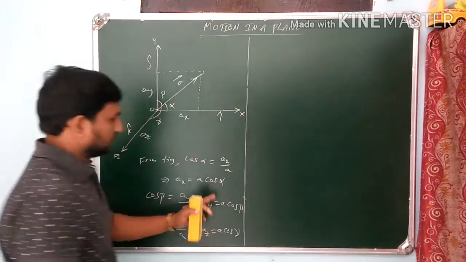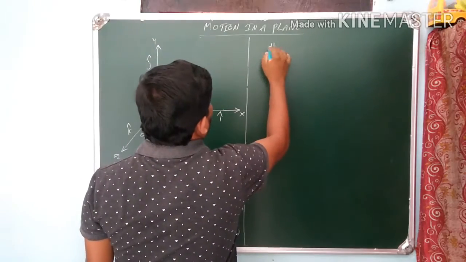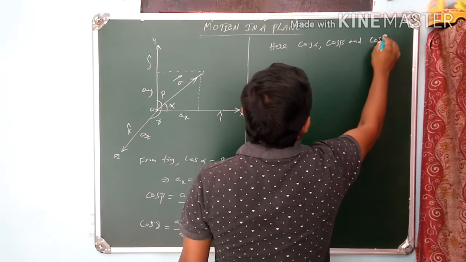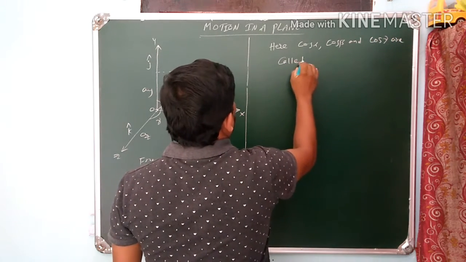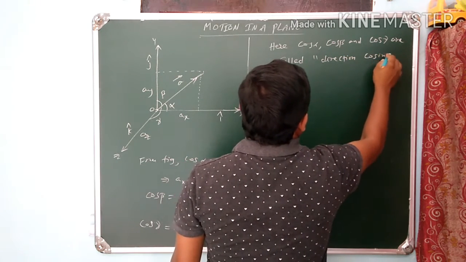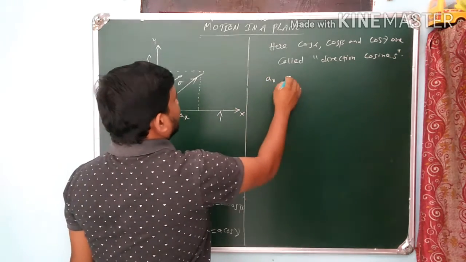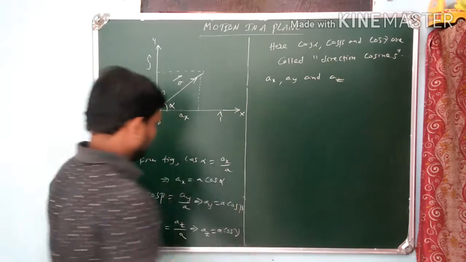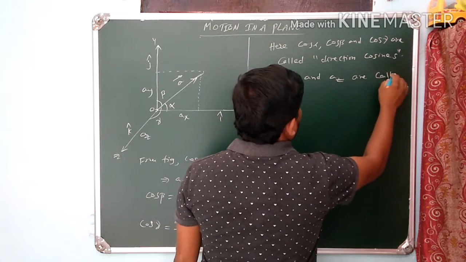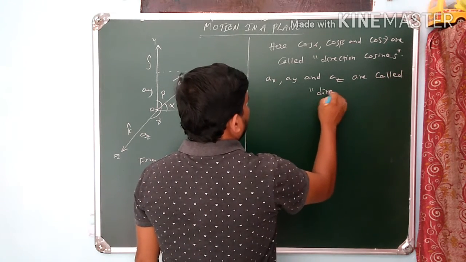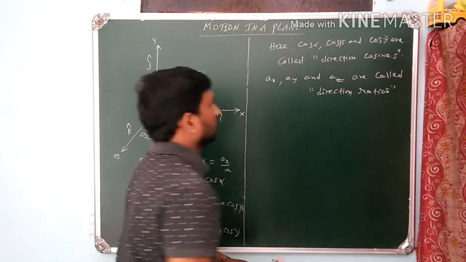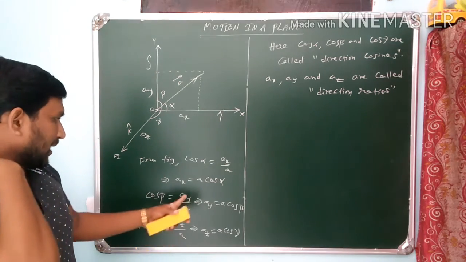And here cos alpha, cos beta, and cos gamma we can call direction cosines. Ax comma ay and az are called direction ratios. Now for this we are going to write the magnitude of the vector.